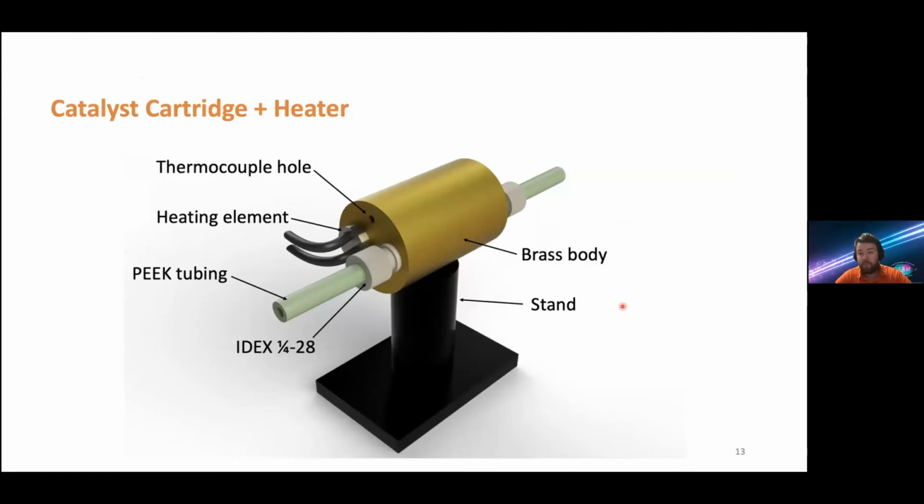In order to perform the reaction, you need a catalyst, and this is where we house our catalyst cartridge in this heater. The heater is formed of a brass cylinder with holes drilled for a thermocouple and a heating element, and also a hole that passes through the whole cylinder for our catalyst cartridge. And it's fed using PEEK tubing, and these are IDEX connectors.